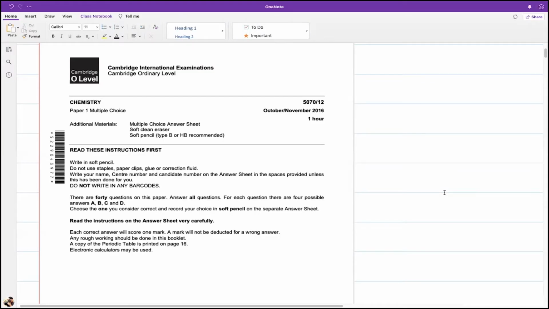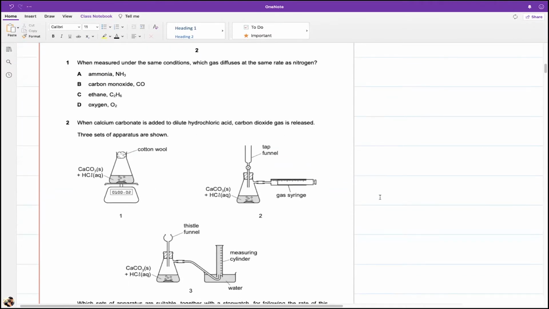So this is winter 2016. Once we're done with summer 16, then we'll start with the other variant of all the papers. And I hope you all solve it. So let's start with this one.